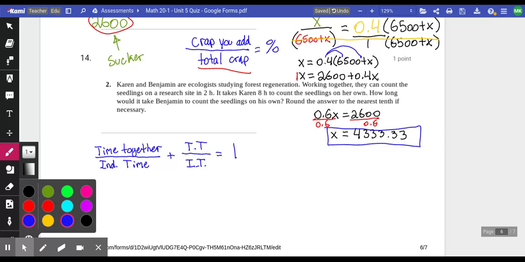How long would it take Benjamin to count the seedlings on his own? Round the answer to the nearest tenth. This is a work problem. In this question, they're counting seeds in a forest. Sounds like a great job.